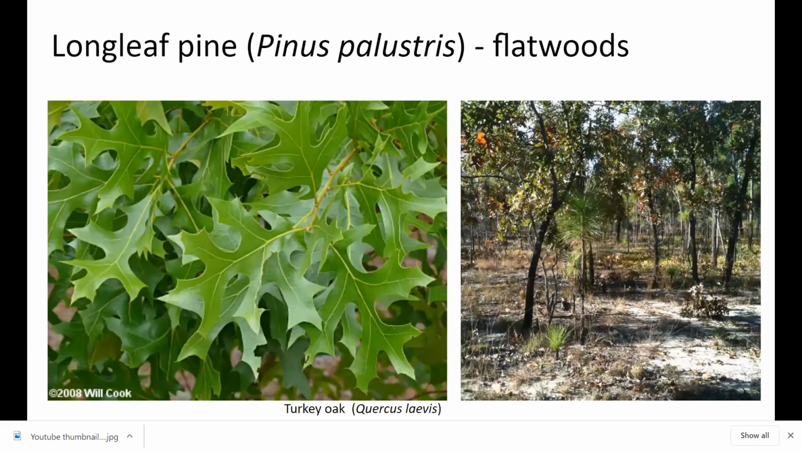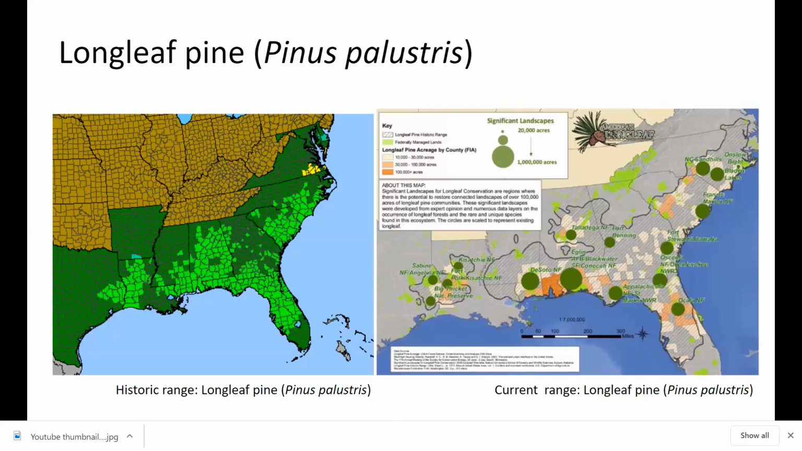Species that co-occur with longleaf pine on these flatwoods are turkey oak, Quercus laevis. This is a classic sandhills oak species, and it doesn't seem to mind these really, really dry sites. You can see on the right that it's already providing shade, and so those longleaf pine seedlings aren't going to thrive very well in that shady habitat, but that's really common.